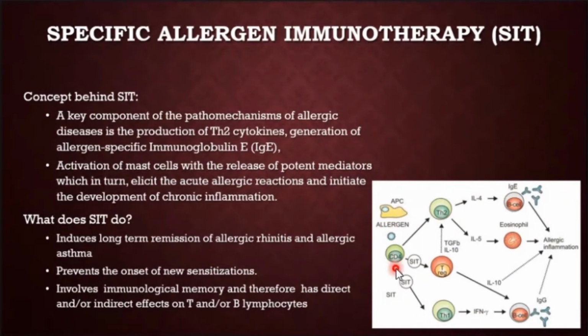Allergen with an allergen presenting cell goes to the T lymphocytes, generates a Th2 type response, leading to production of interleukin 4, interleukin 5. Interleukin 4 will then stimulate the B cells, IgE B cells, and mast cells, which then cause the allergic inflammation. So what immunotherapy does is it acts here. So it acts on the naive T cells. It desensitizes these naive T cells to these allergens.